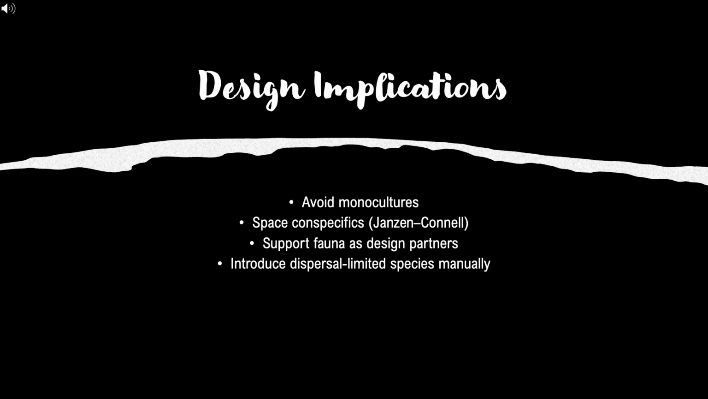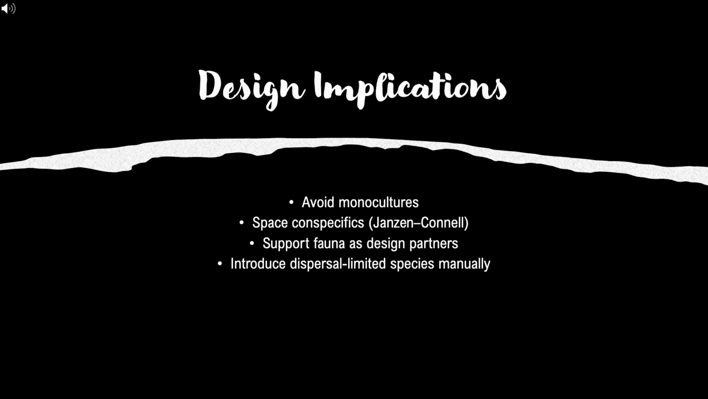Second, space conspecifics. That's a fancy way of saying don't plant too many of the same species close together. Remember the Janzen-Connell effect. High density of the same species creates conditions for pests and pathogens to build up. Spreading individuals of the same species across a site mimics natural spacing patterns and reduces this risk.